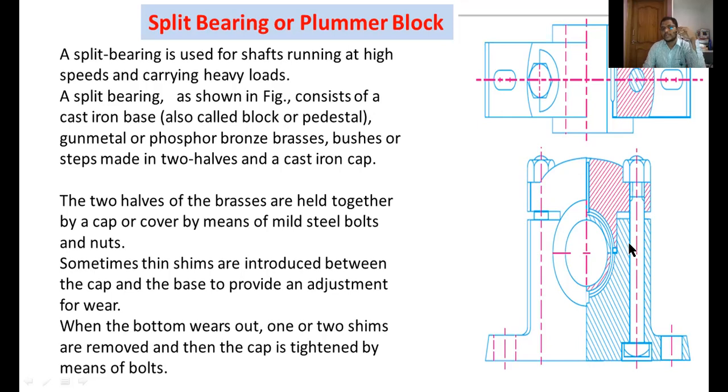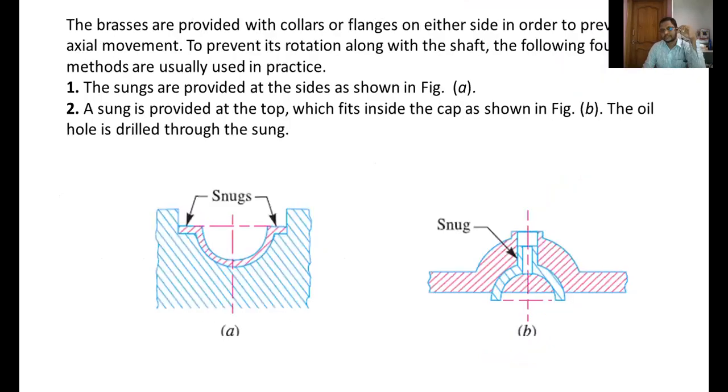Sometimes thin shims are introduced between the cap and the base to provide an adjustment for wear. When the bottom wears out, one or two shims are removed and then the cap is tightened by means of bolts. The brasses are provided with collars or flanges on either side in order to prevent axial movement, and to prevent rotation along with the shaft.